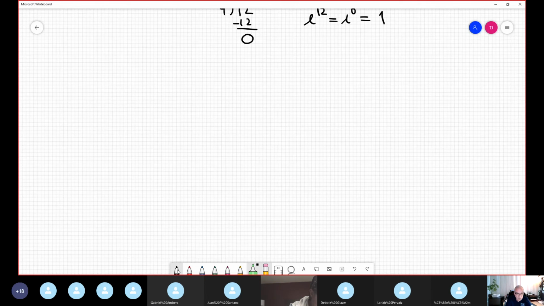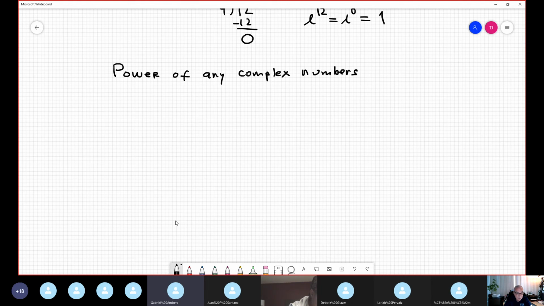Okay, now let's move on to the power. Remember, we are studying any arithmetic operation with the complex numbers. We are studying addition, subtraction, multiplication, division, and power of i with positive and negative numbers. And now we are doing the power of any complex number. I bring two examples. Suppose the first example is 2 plus 3i raised to the second power.